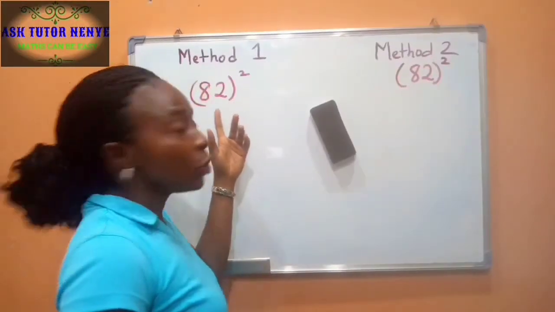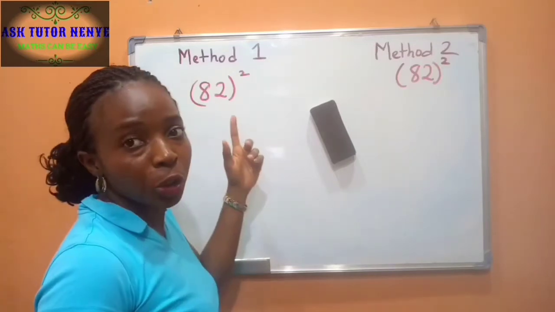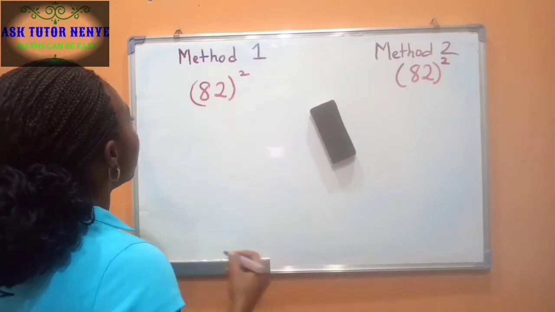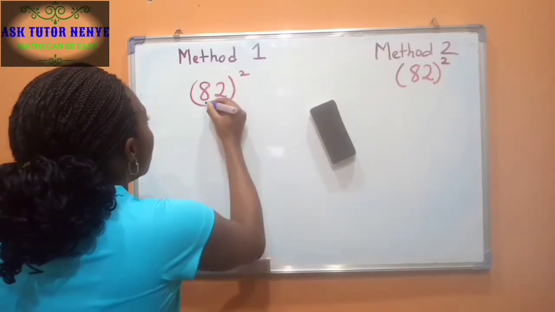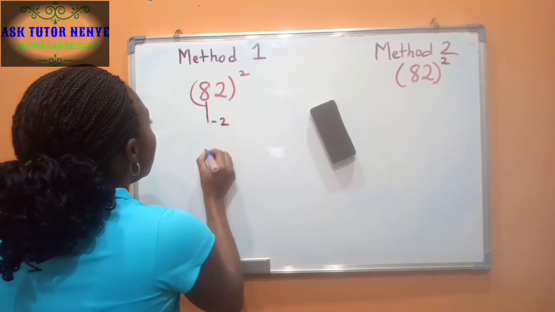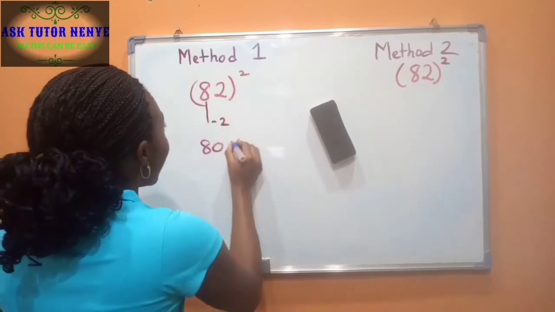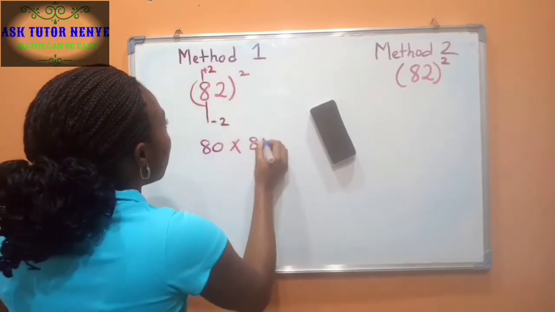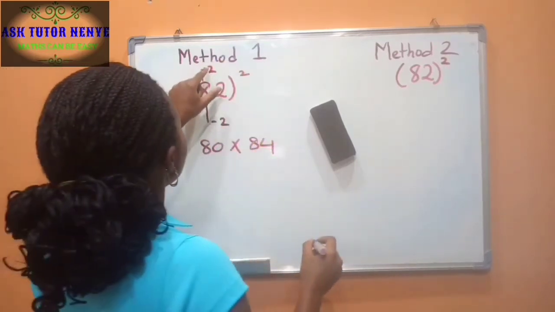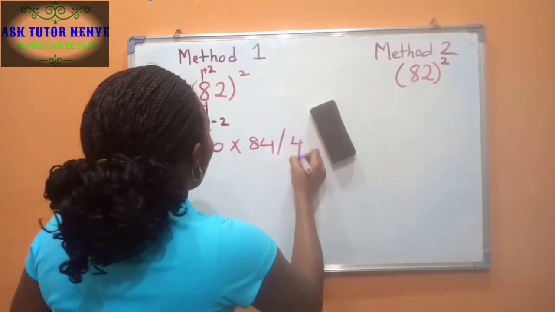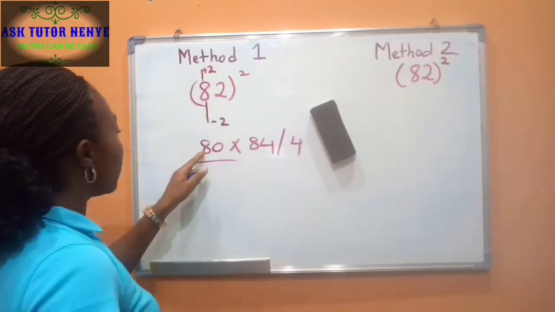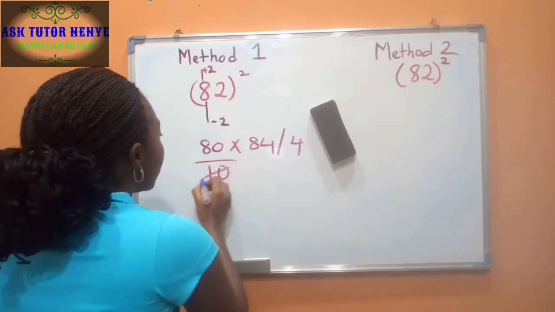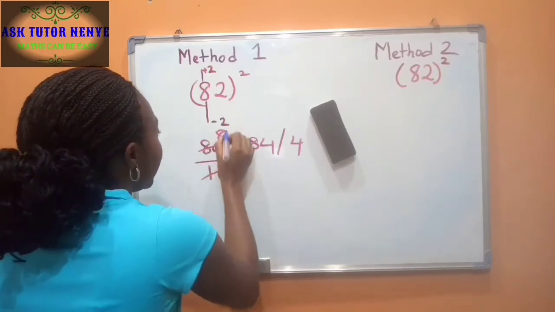For the first method, to find the square of 82, here's what you're going to do. The nearest tens to 82 is 80. So you have 80 minus 2 gives you 80, times 82 plus 2 gives you 84. Now, what's the square of this 2? You have 4. Then you come here. What's the place value of 8? It is 10. You divide this place by 10. 10 go here 1, 10 go here 8.